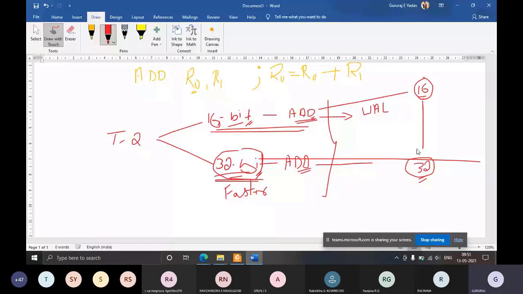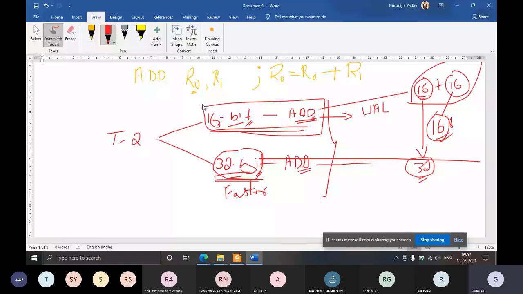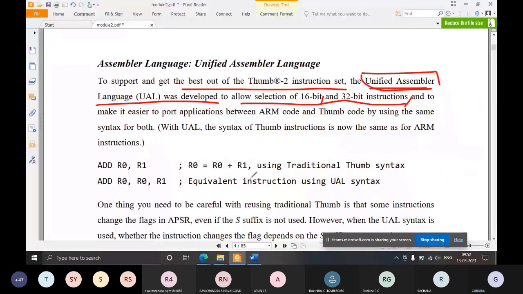You are saving 16 bits. Instead of using 32 bits, you are using 16 bits, so you have saved 16 bits. In the 16 bits you have saved, you can add one more 16-bit instruction. So it is 16 plus 16. In 32 bits you can write two instructions if you go for 16-bit versions, but if you go for 32-bit versions, you can write only one instruction. So that is the advantage. But 16-bit versions are slow. That is the disadvantage.